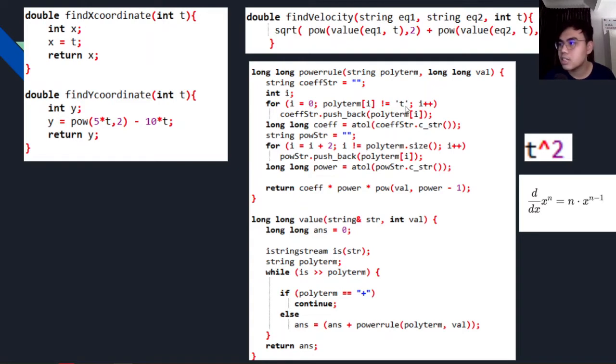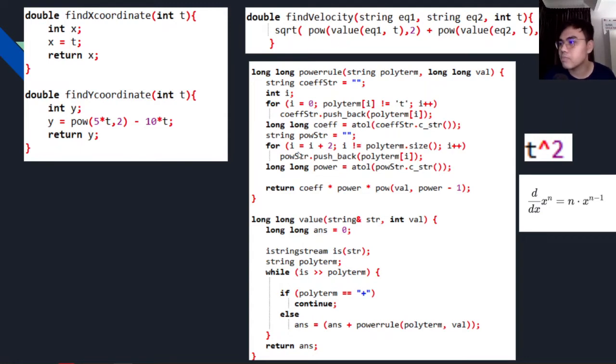So as we can see here, every time we find a t, we take the values before it. This is what happens here. And because it's a string, we want to convert it back to long integer. We use the function et al. And we initialize power string because we want to find the power of any term.